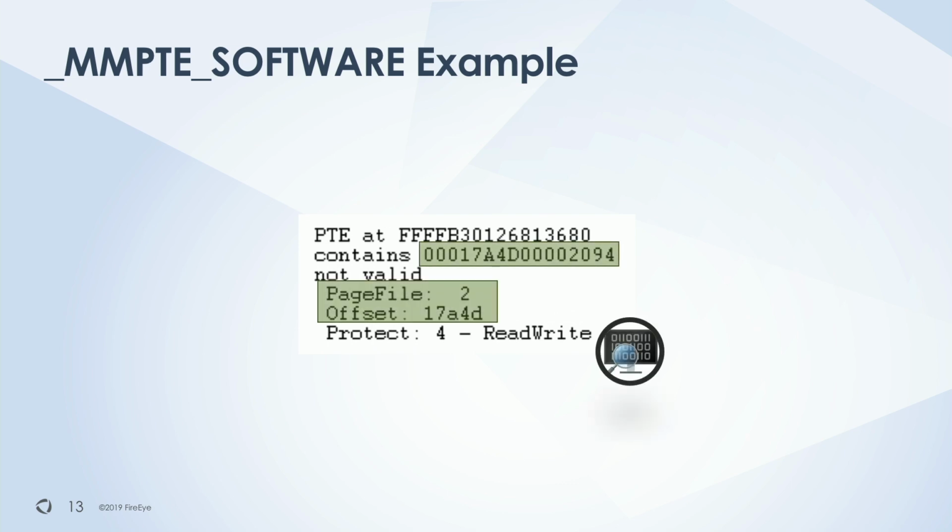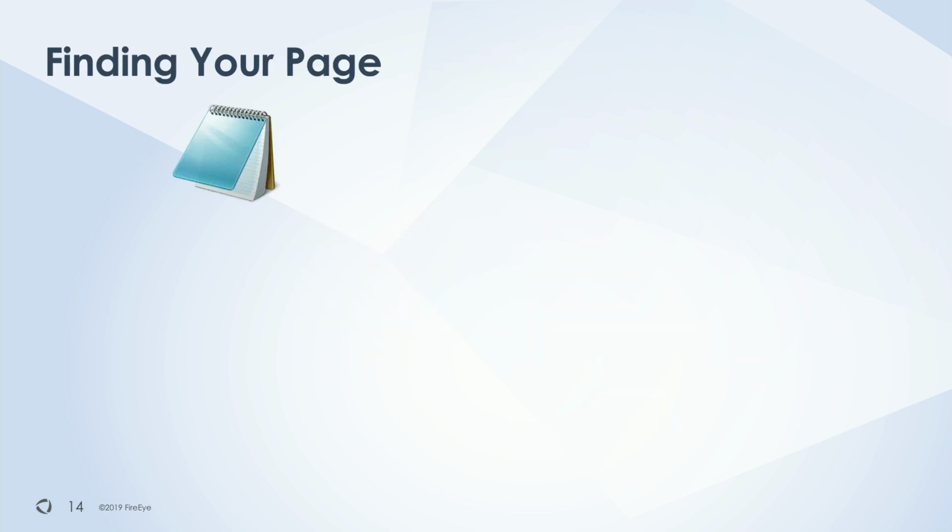Our PTE is a 64-bit data structure. In this case, it starts with 17A4D. The Windows debugger has actually gone ahead and parsed some of it for us. We can see that it's in pagefile index 2, which we haven't really covered yet. We mentioned that pagefile index 0 is pagefile.sys, 1 is swapfile.sys, but what is 2? I don't know. We'll find out soon. And then there's pagefile high, which is the offset, 17A4D.